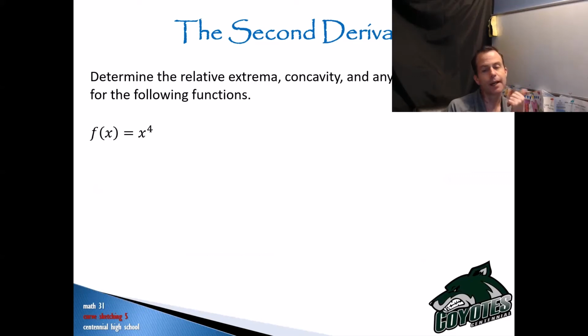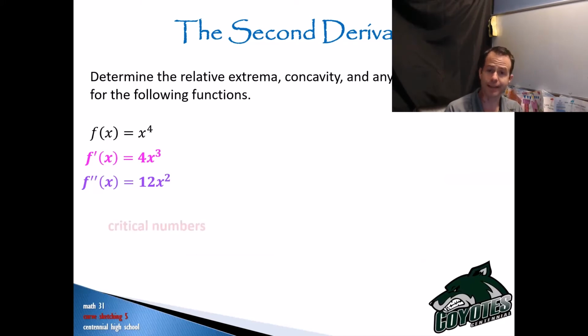So again, I need my first derivative, I need my second derivative. First derivative would be 4x cubed, second derivative would be 12x squared. And here I go. My critical numbers are when the first derivative equals 0 or when the first derivative doesn't exist. For this guy, that would be x equals 0. I'm going to plot that on a number line, test to the left and test to the right. I'm testing the first derivative right now.